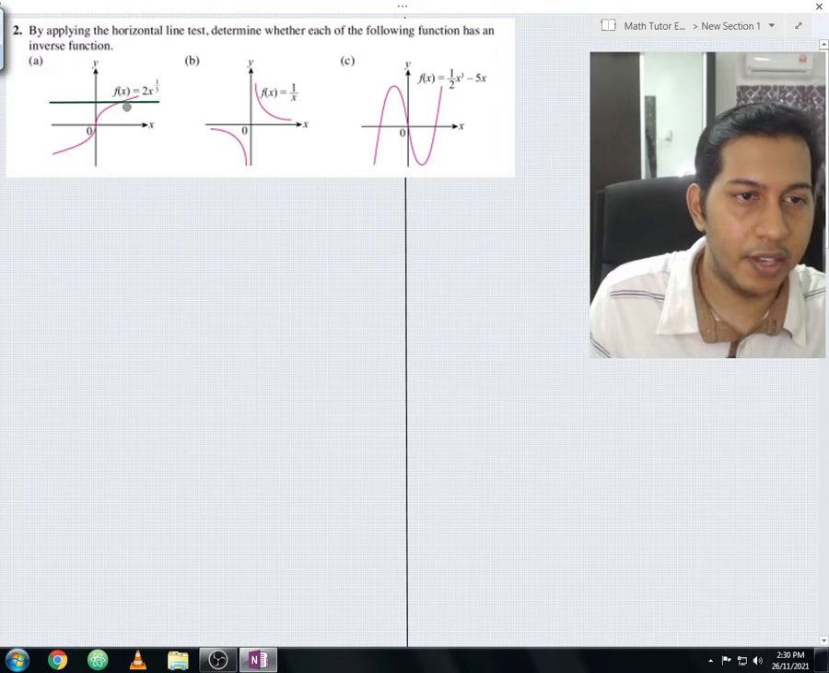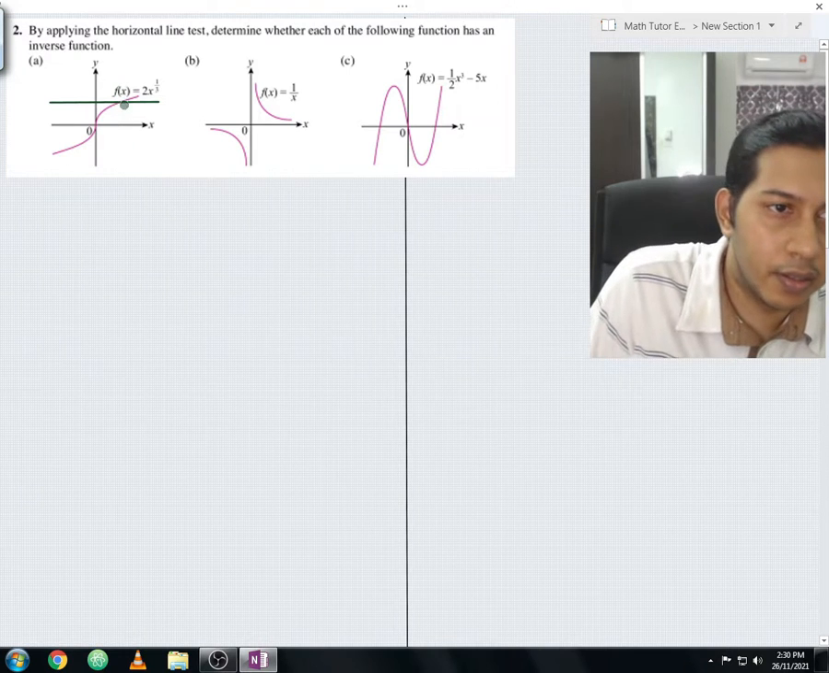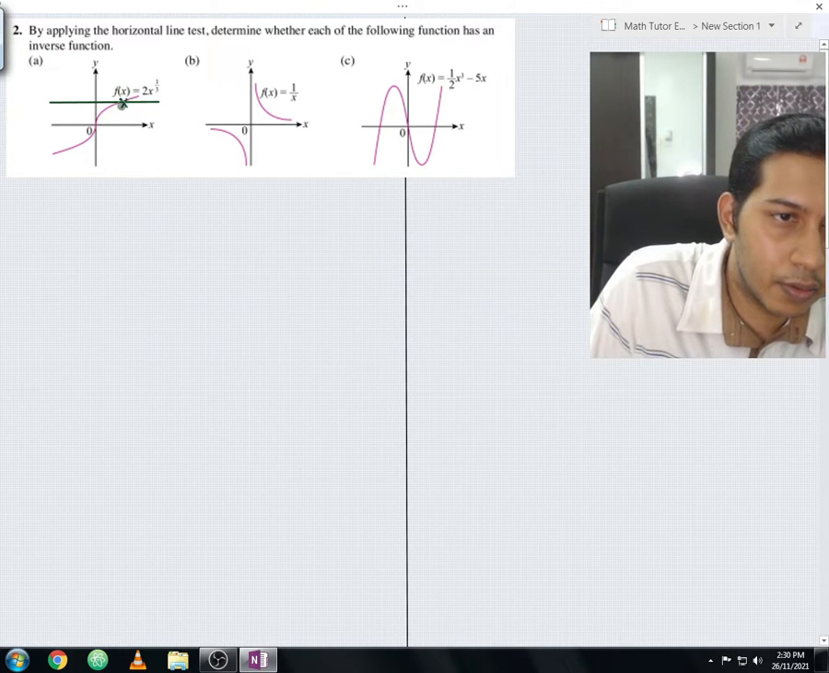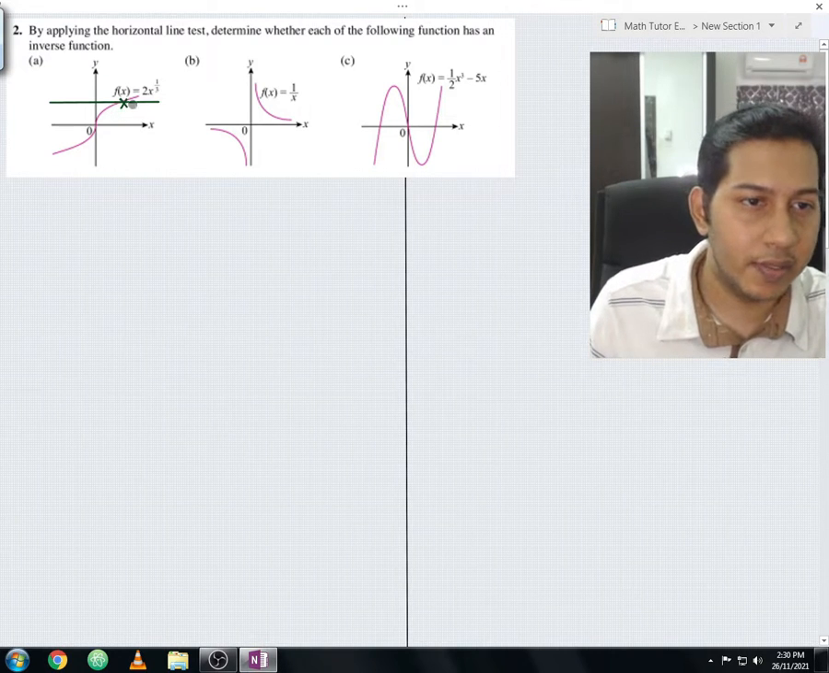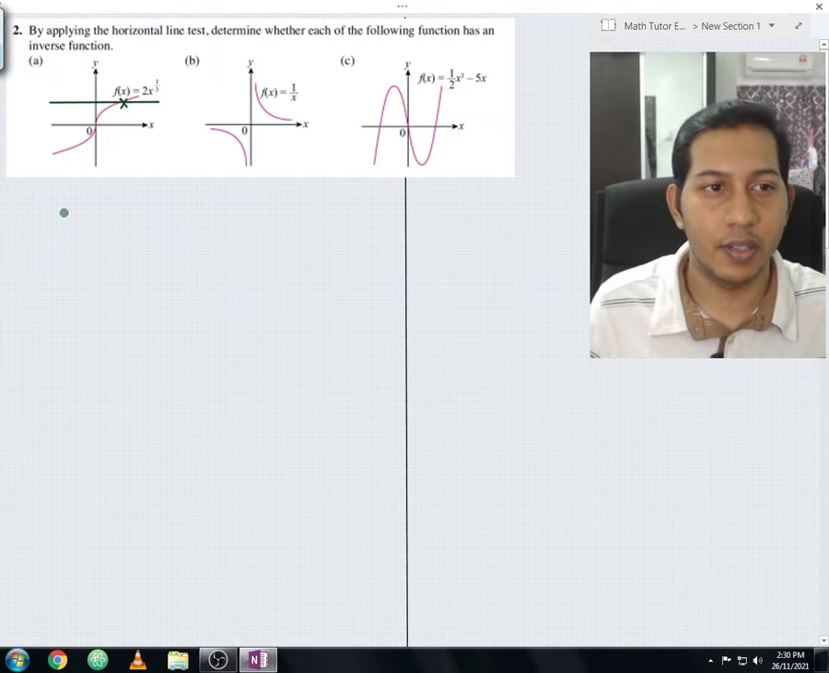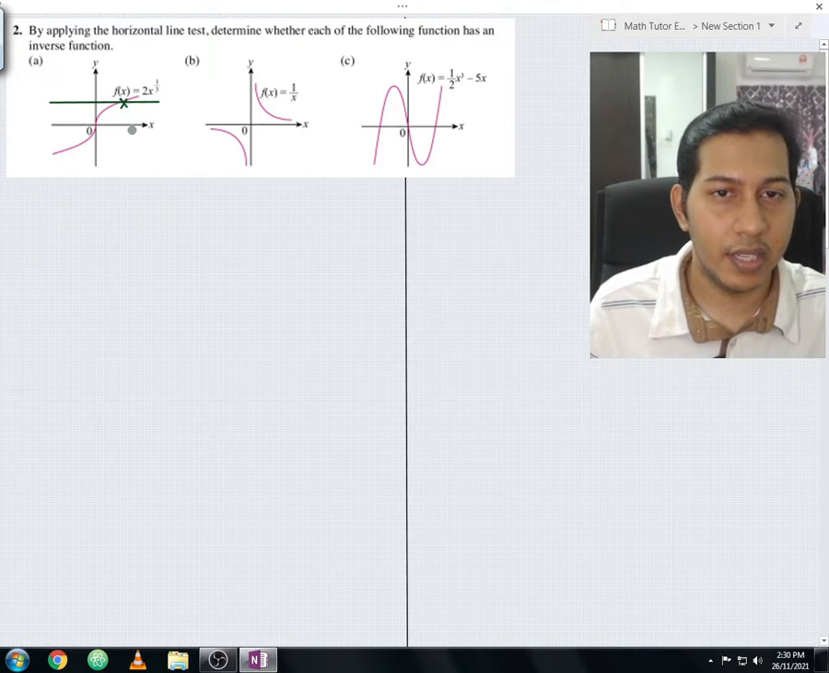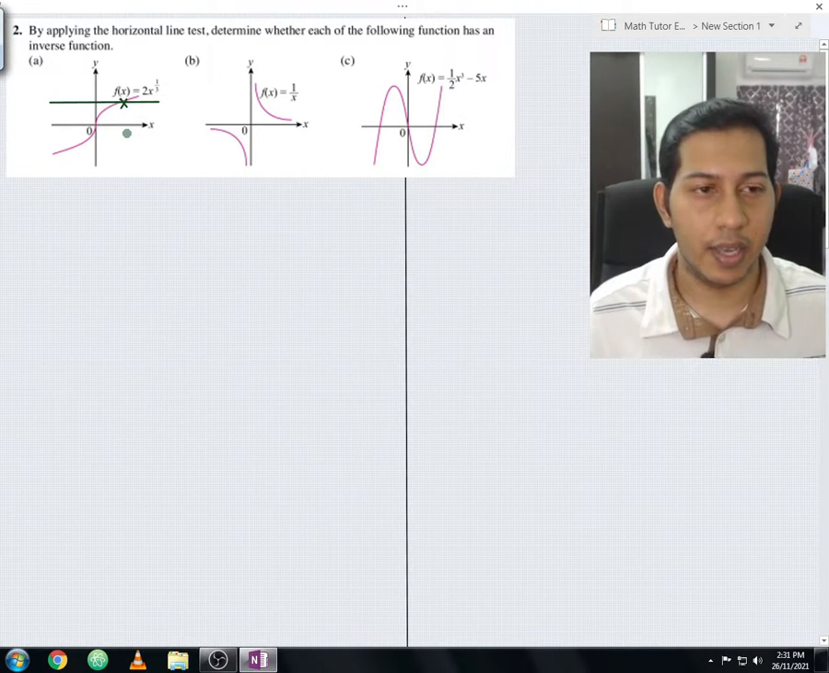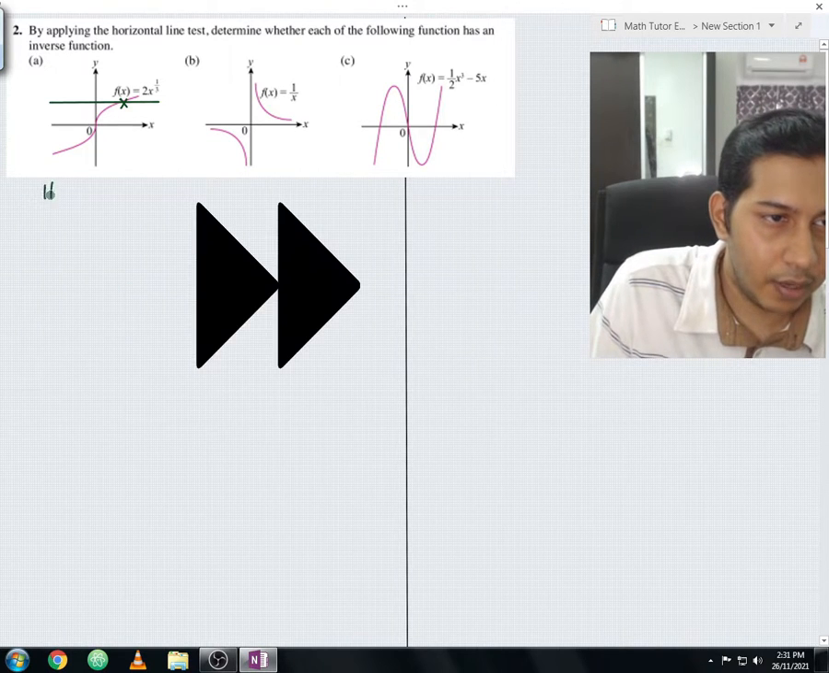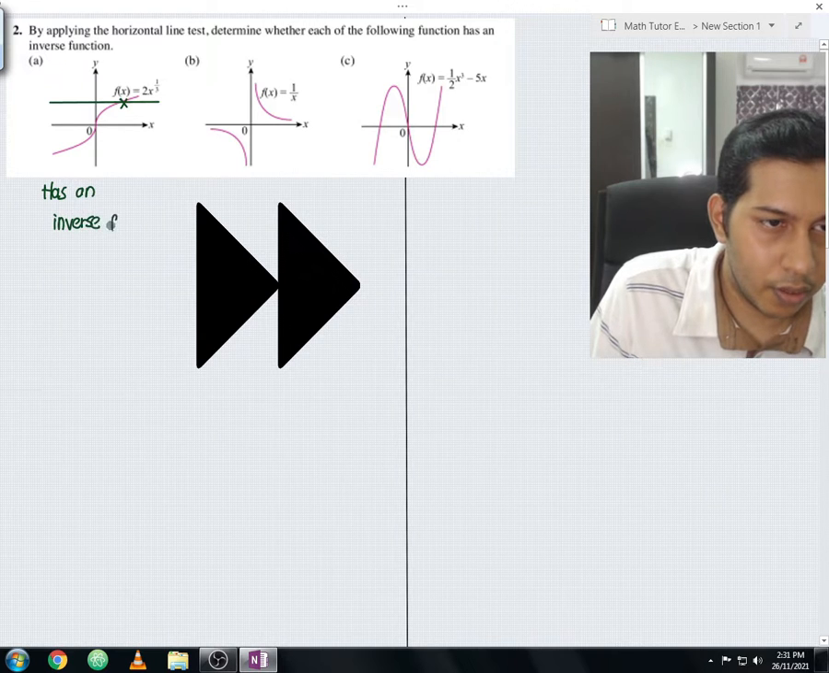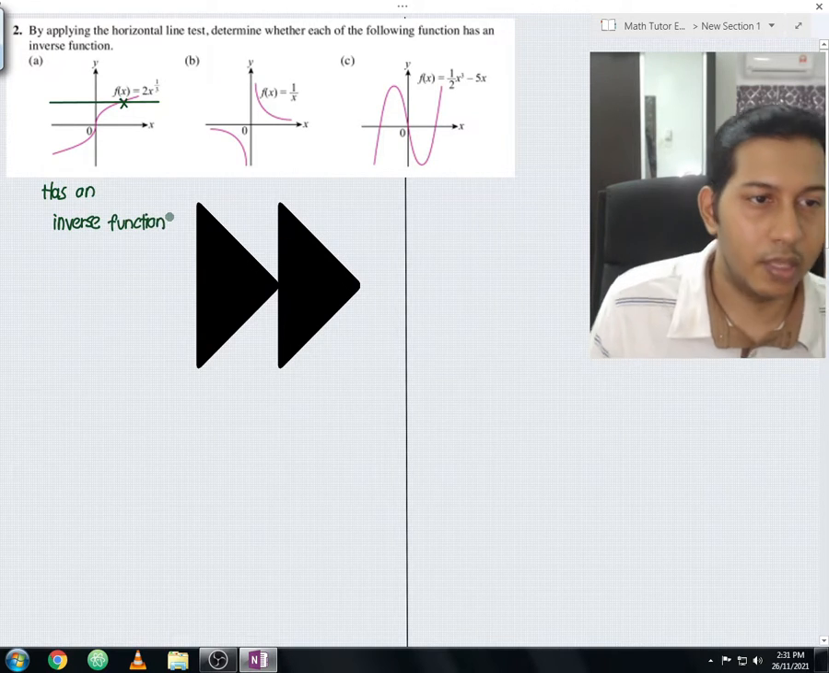As you can see here, you only have one intersection. Since you only have one intersection and this function is actually a one-to-one function, this function has an inverse function. So from here, the answer for question part A is: has an inverse function. This is your answer for question part A.